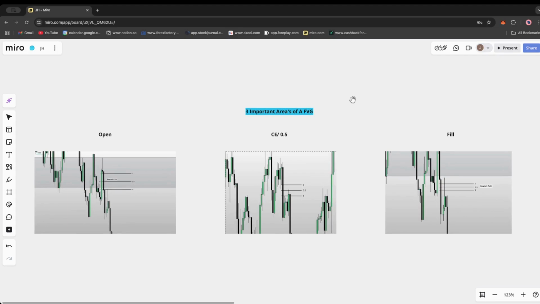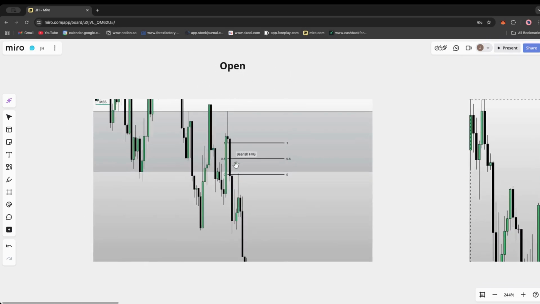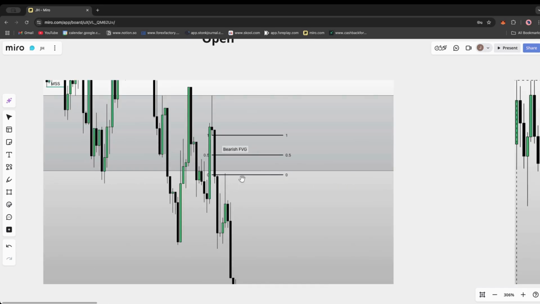So just quickly before I show you the entry and how to use it for high time frame bias, there's 3 key areas to a fair value gap. The first one here is the open, and as you can see, between this black candle and this black candle here, we've got a fair value gap as shown with these 2 black lines. Price has come into the bottom or open of the fair value gap and has rejected. If this was a bullish fair value gap, this would obviously be the open, and we want price to come into it and move higher.